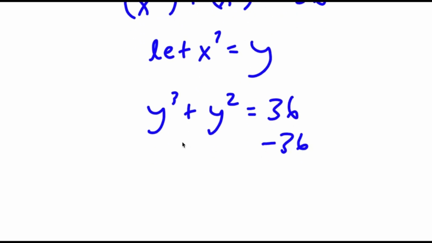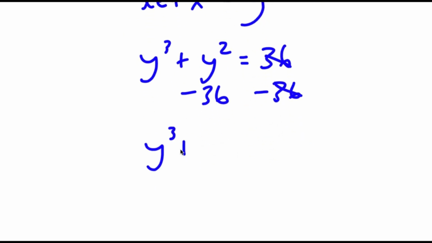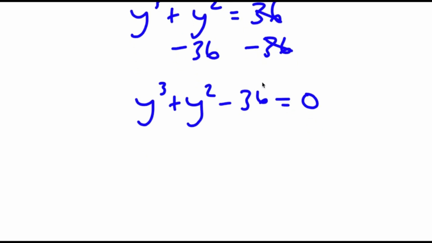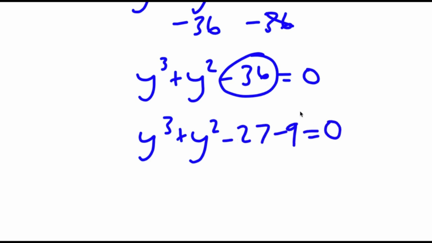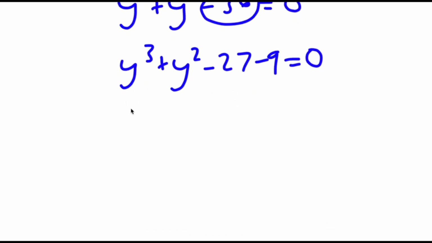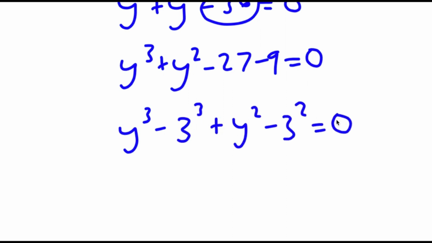Now if I subtract 36 on both sides, these two cancel out, and I get y to the power of 3 plus y squared minus 36 is equal to 0. Now -36, I can rewrite this as -27 minus 9. And now I can rewrite this as y to the power of 3 minus 3 to the power of 3 plus y squared minus 3 squared is equal to 0.